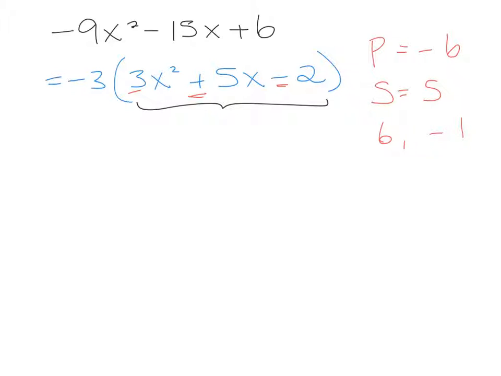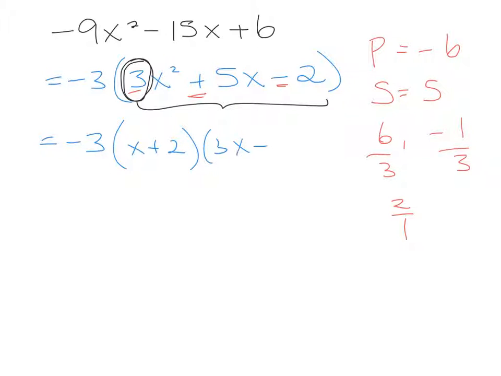So I'm going to divide here by the a value, and the a value is 3. So I divide both numbers by 3 and 3. Well, this becomes 2 over 1, and this one doesn't change. So my final answer, negative 3, remember the baggage, and then read from the bottom up, x plus 2 and 3x minus 1. And boom, you're done.